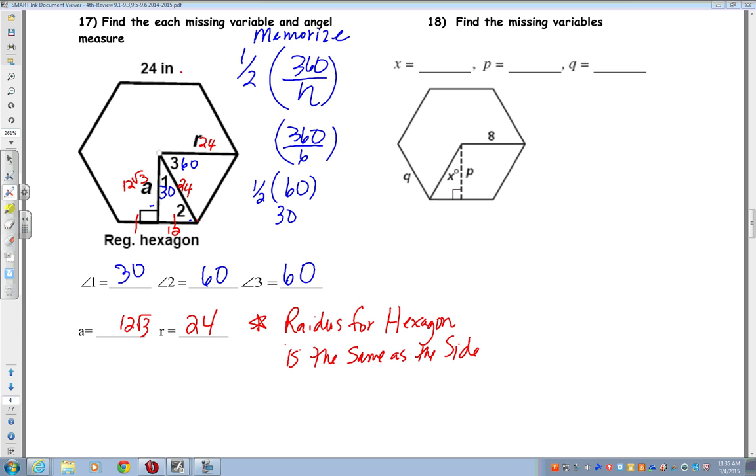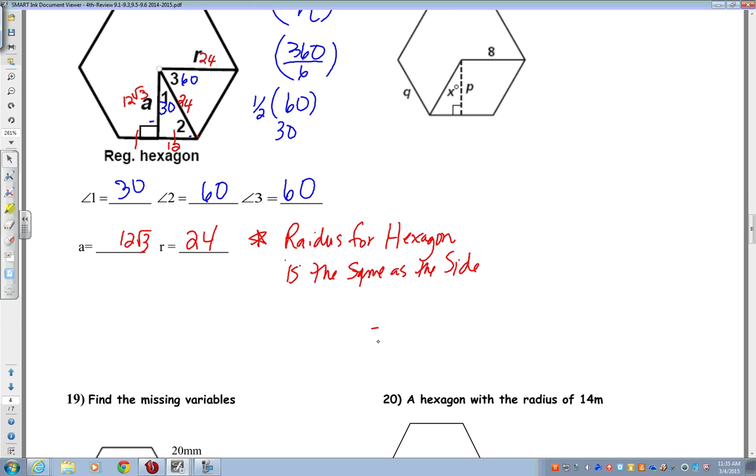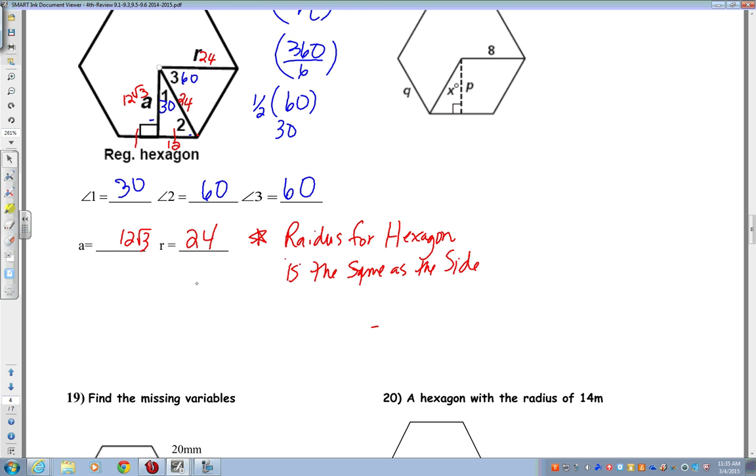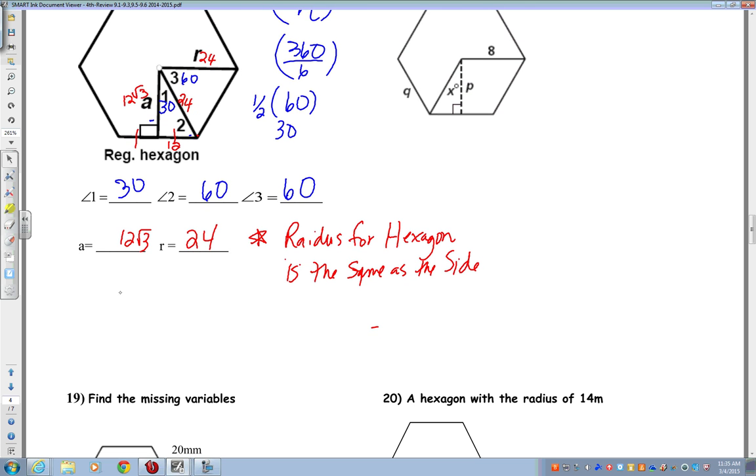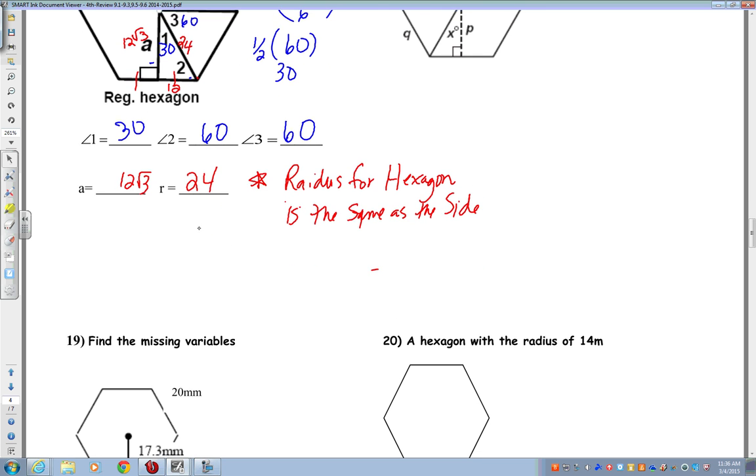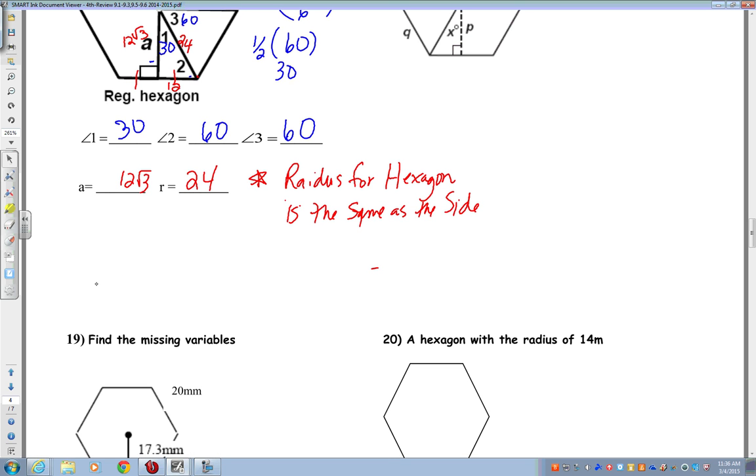Do y'all see a pattern between the two numbers here? If I know the radius, if the radius is 24, then the apothem is going to be half that root 3. So what if your radius was 10? 5 root 3 would be the apothem, okay? If your radius was 16, then 8 root 3 was your apothem. What if your apothem is 4 root 3? Then what would your radius be? 8. Okay, y'all see the pattern?